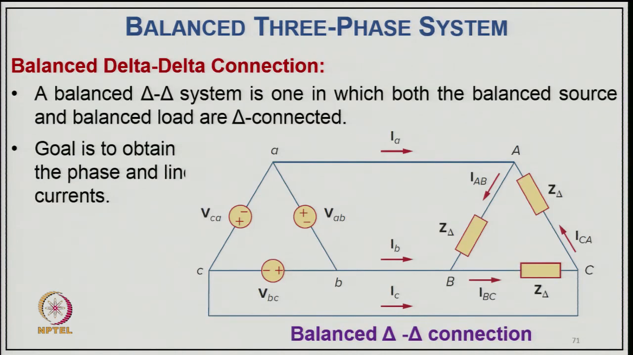Now, coming to the third case, the balanced delta delta connection. A balanced delta delta connection is one in which both the balanced source and balanced load are delta connected, and the goal is to obtain the phase and line currents. So, you have a source that is delta connected and your load is also delta connected. You can completely distinguish here the phase currents and line currents in the source as well as the load, which are different, but the phase and line voltages are the same.